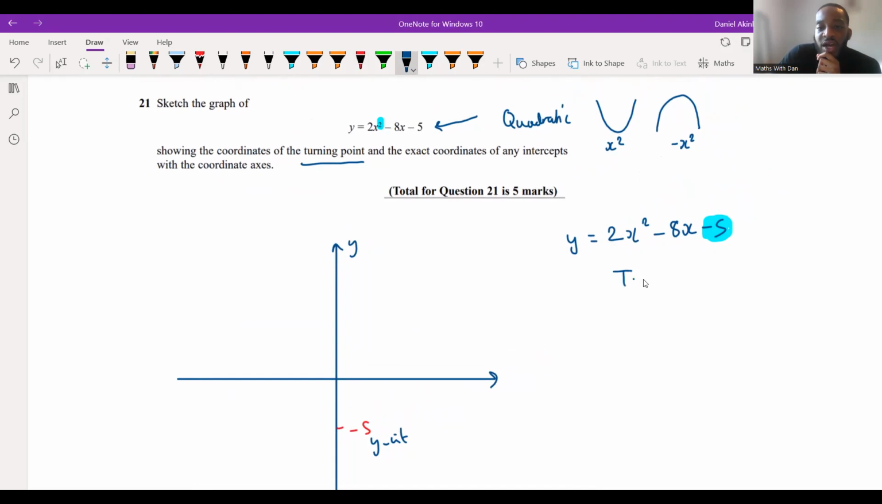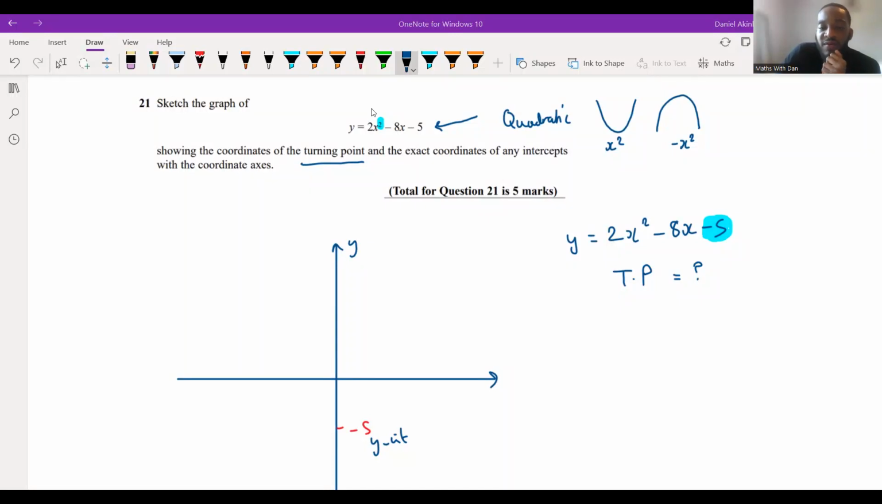Can somebody tell me, how do we find the turning point when we're dealing with a quadratic? Does anybody know how to do it? It's some algebraic process. Does anybody know the name? Yeah, exactly. It's completing the square. Well done. Fantastic. We need to complete the square. If you ever have a quadratic and you need the turning point, you complete the square.